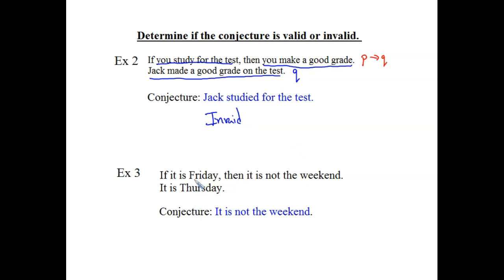So let's look at example 3. If it is Friday, then it is not the weekend. So we have our P implies Q, and then we have a statement: it is Thursday. Well, once again, in order to make a conjecture based off that if-then statement, we had to meet the hypothesis or the P statement. We had to know that that is true. So in this case, we have not met that hypothesis. So we cannot make a valid conjecture. So this again is another reason why this statement would be invalid.